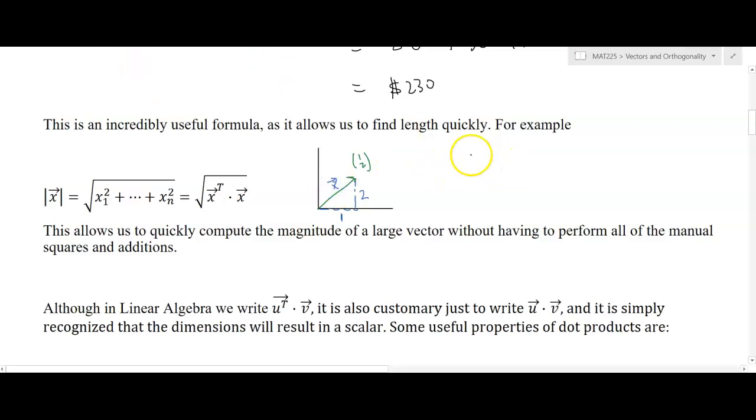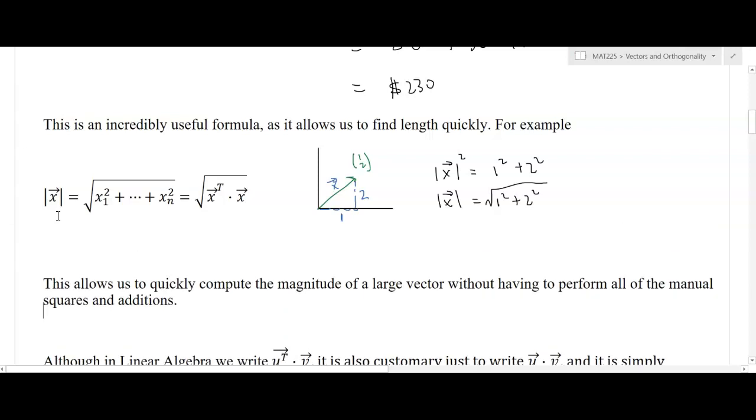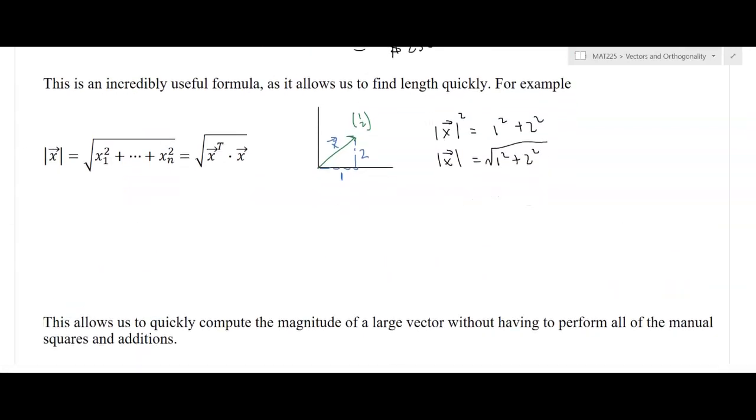So then I could say that the length of vector x is equal to, by Pythagorean theorem, the length of x squared is equal to 1 squared plus 2 squared. So the magnitude of x is equal to the square root of 1 squared plus 2 squared. So we see that that's just the square root of the sum of the squared components of our vector. And in n dimensions, it's the same principle. So with respect to dot products, how this helps us is because I can express the length of a vector in terms of the dot product.